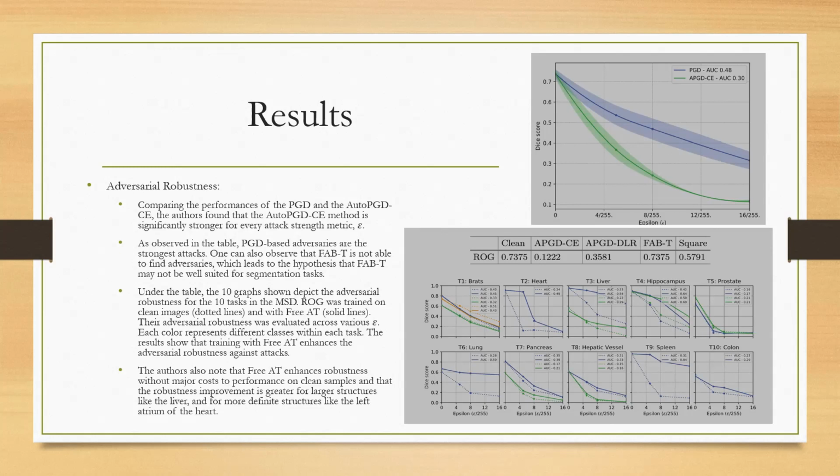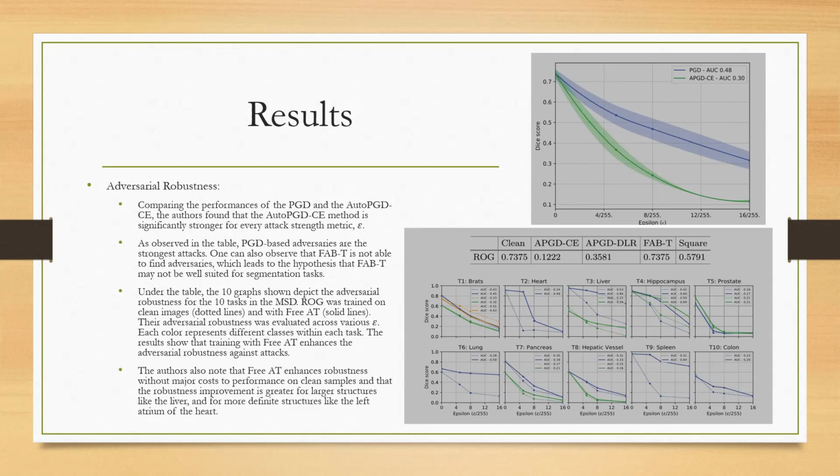We can also observe that the 10 graphs below actually come from the MSD. They depict the adversarial robustness for the 10 tasks in the MSD. Furthermore, ROG was trained on clean images, which is represented by the dotted line in the graphs, and it was also trained with free adversarial training, which is represented by the solid lines. So the adversarial robustness for both models was evaluated at different values of the strength metric, which is epsilon. Each color represents different classes per task.